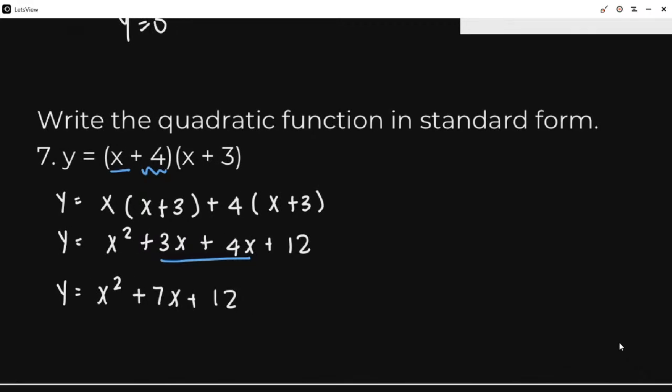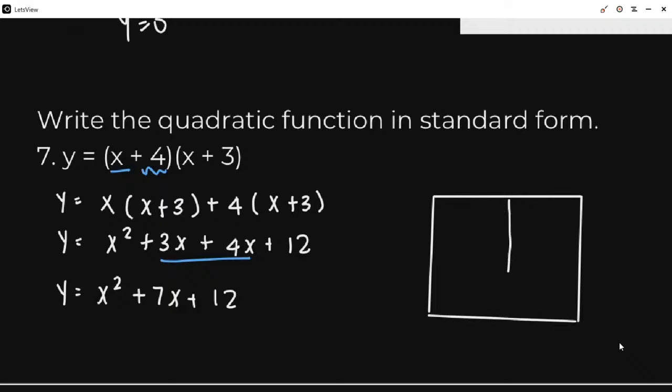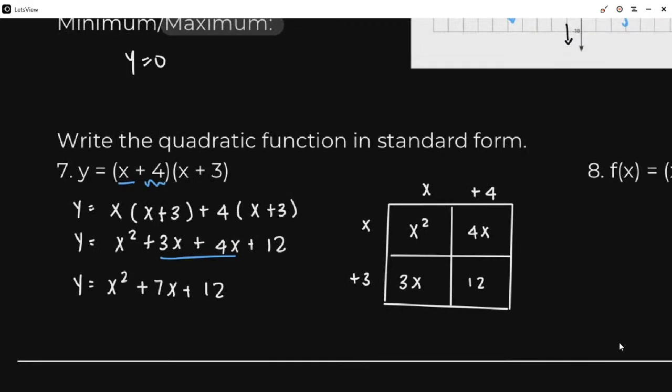The other method is the box method. So for that, you would want to draw a box. And since this is 2 by 2, or we have 2 terms in each part, I need 4 squares. So I'm going to label the top x and plus 4, and the side x and plus 3. So we're going to multiply the two sides that make up the box. So in this top one, that would be x squared. This would be 4x, this would be 3x, and this would be 12. And then when you take everything out of the box, you would get this part here. So then you can combine like terms and get the final answer.